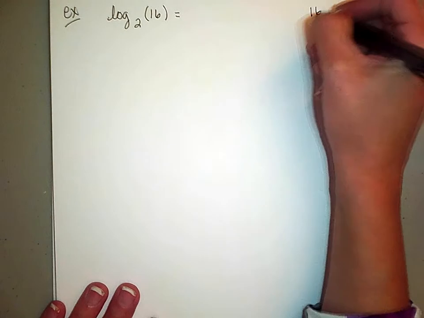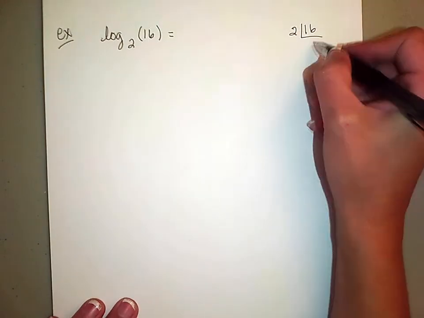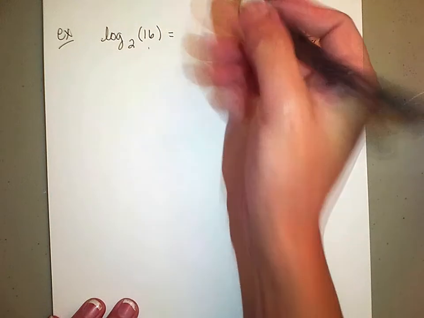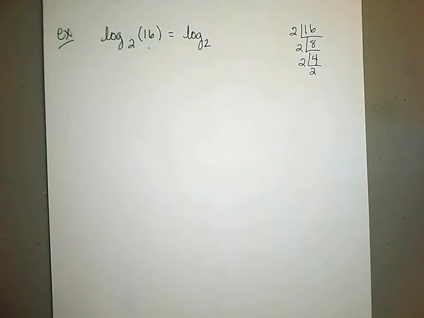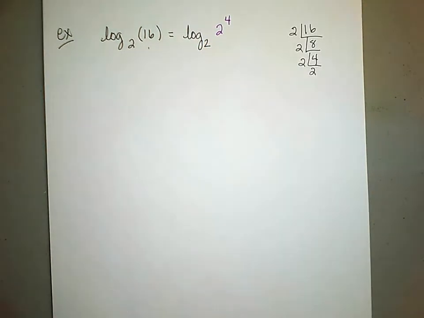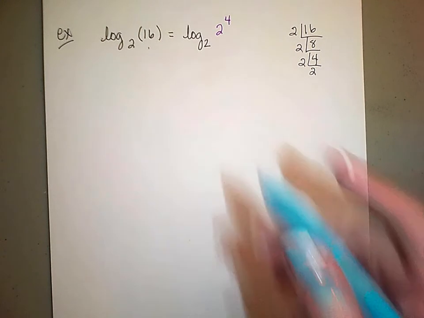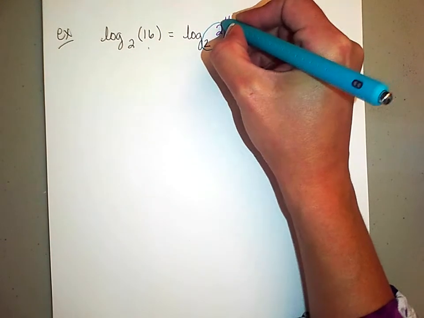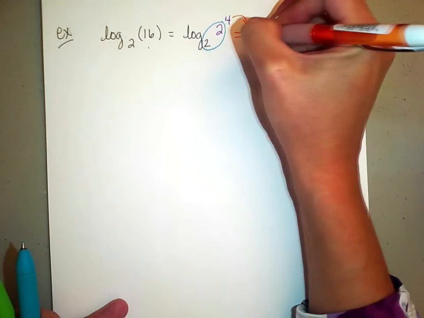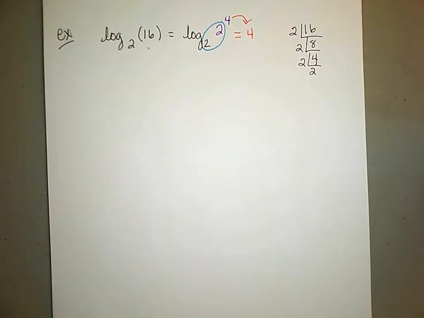We know that 16, if I take the prime factorization, we could rewrite 16 as the log base 2 of 2 to the 4th. And why that is helpful for us is that now we have written this so the bases match, and so the answer to this must simply be the exponent. Okay? So the log base 2 of 16 is equal to 4.